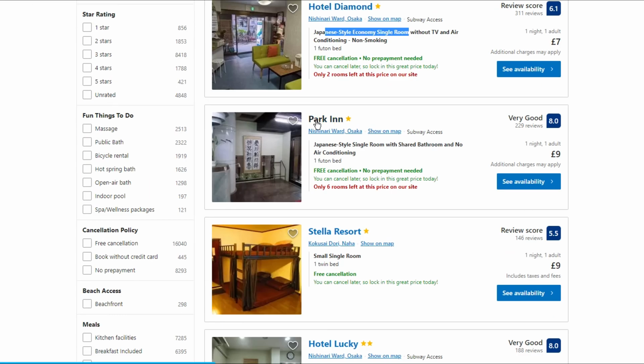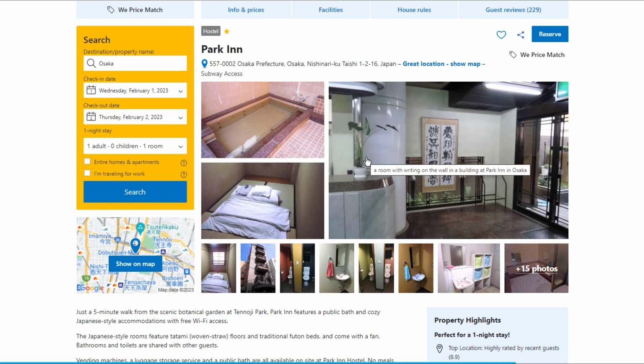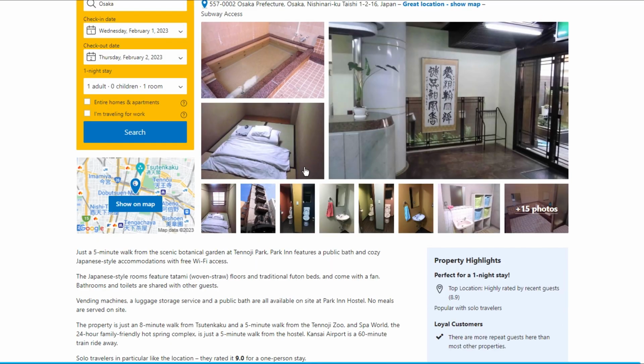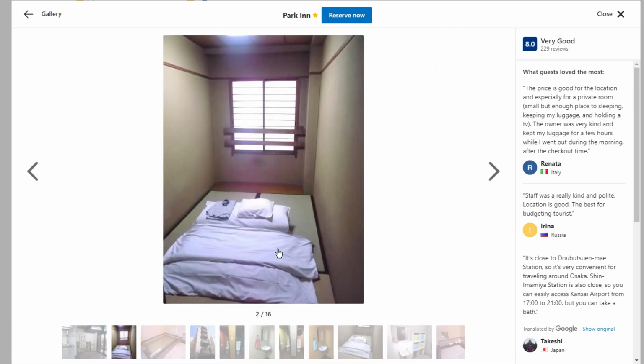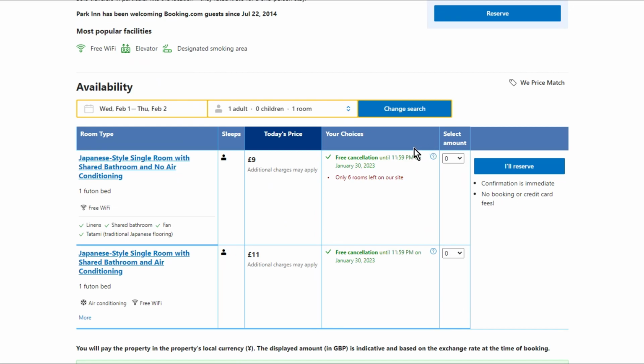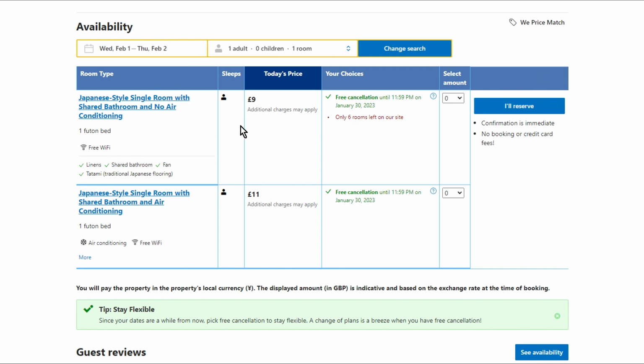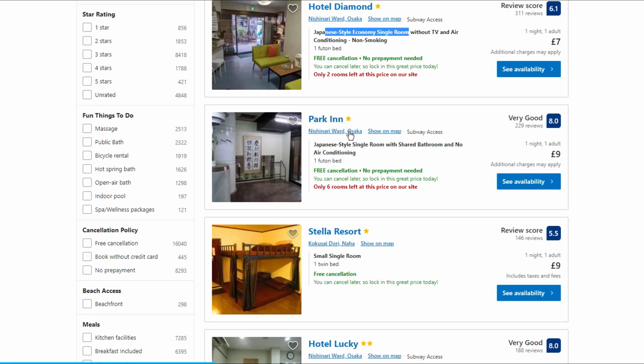Park Inn. Now, considering Park Inn is a brand of medium expensive hotel in England, Park Inn's actually a very cheap hotel in Japan. That does not look comfy. This doesn't look comfy. Well, I guess it's cheap. Well, £9 a night is not as cheap as some other places I've seen.